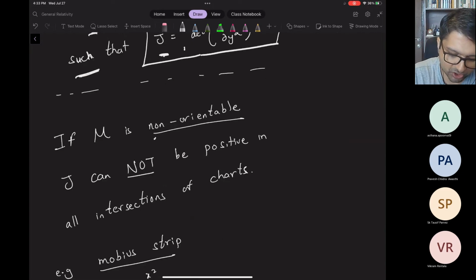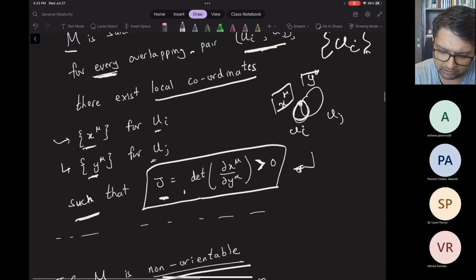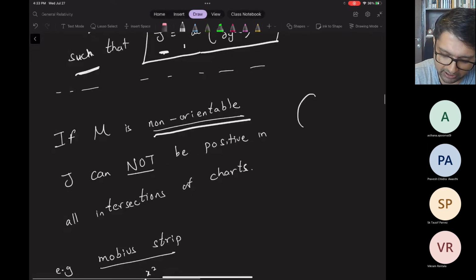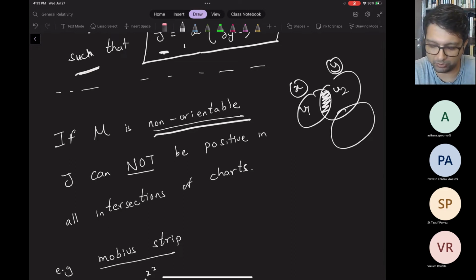However, if M is non-orientable, then we cannot simultaneously find a coordinate system on every pair of intersecting patches. So what that means is, supposing I have 3 patches, let's say something like this. Then I find X and I find Y, and on their intersection, this choice of coordinate systems X and Y allows, let's call them U1 and U2, to have the same orientation.